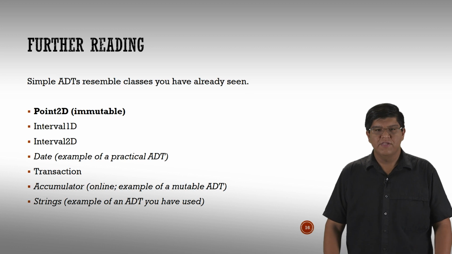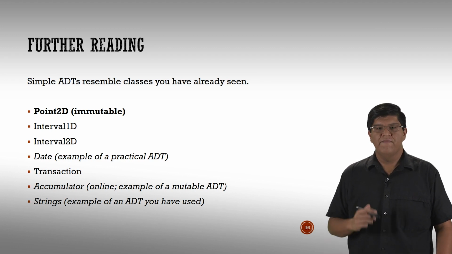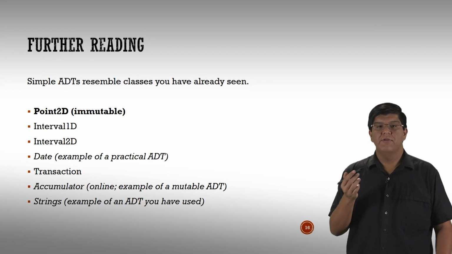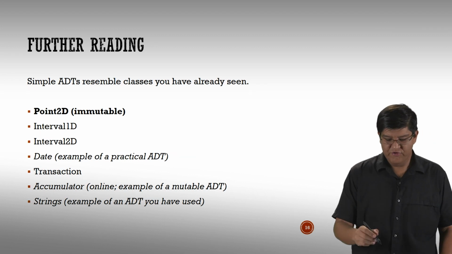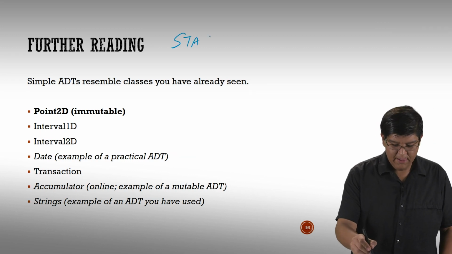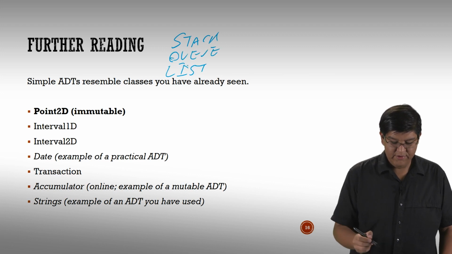Hey folks, so I just have a few more things I want to discuss on the topic of ADTs. First of all, we've already gone through basically one big example of them. You've done Point2D, which was an immutable class. Now there are other ADTs you've already seen. You should have already seen a stack, a queue, and a list. These are ADTs you have seen in your previous courses.